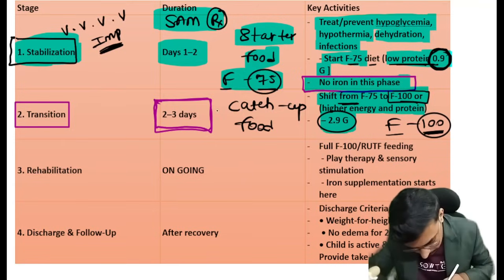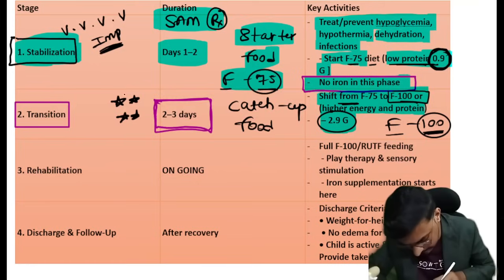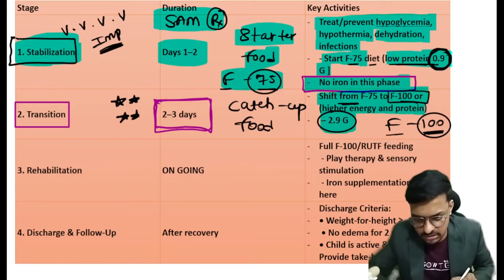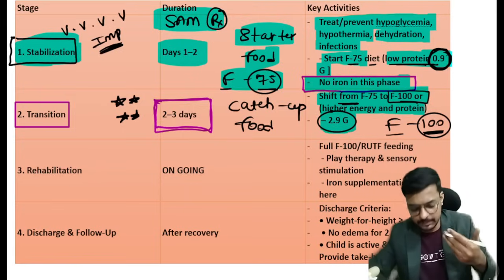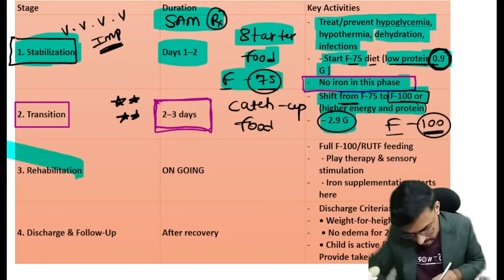So that is the catch up food. Catch up food will be given in the transition phase. Starter food will be given in the stabilization phase. In the stabilization phase, never ever give iron; never ever give iron in your exam question. Very important, I am repeating it. Next comes the third phase, the rehabilitation phase.